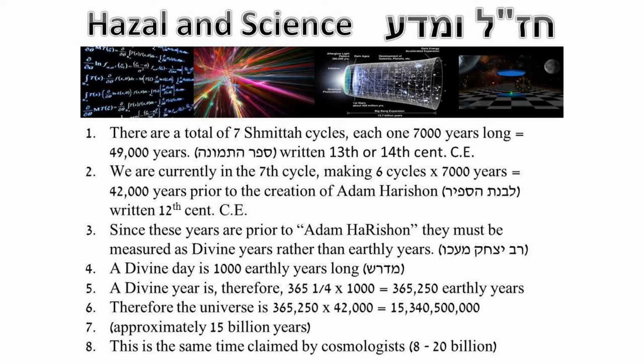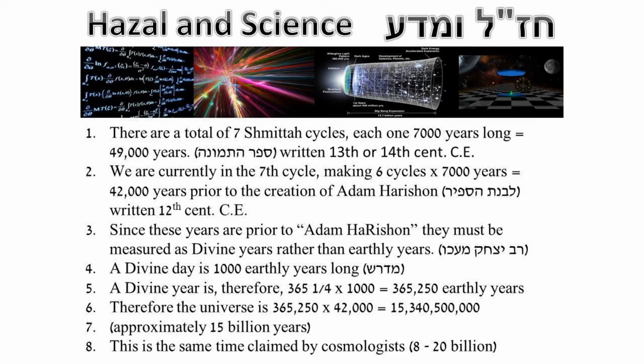So number 3 is that since these years are prior to Adam Rishon, they must be measured in divine years, meaning years that go beyond humanity, for example, rather than the earthly years. And that's from Rav Yitzhak Me'ako. And then number 4, a divine day is about 1,000 earthly years, and that's from a midrash. And also number 5, a divine year is therefore 365 and a fourth times 1,000, which is 365,250 earthly years.